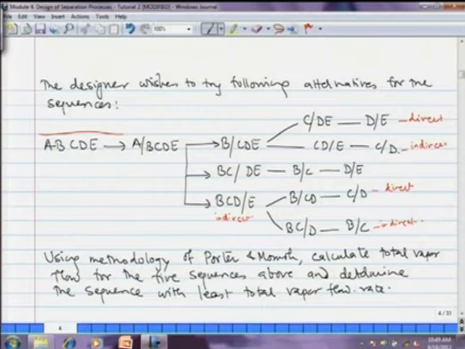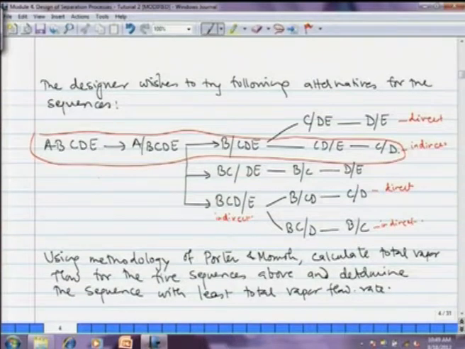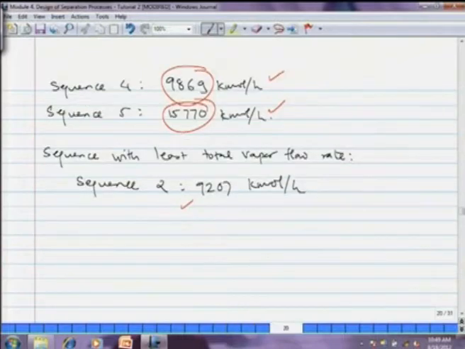So, we have the answer to the question that the sequence with the least total vapor flow rate is this ABCDE mixture being separated as A and BCDE, A being separated from quaternary mixture, and then B being separated from ternary mixture and the ternary mixture of CDE being split in indirect sequence. So, that completes the second problem of today's session. Now, we shall see the third problem.